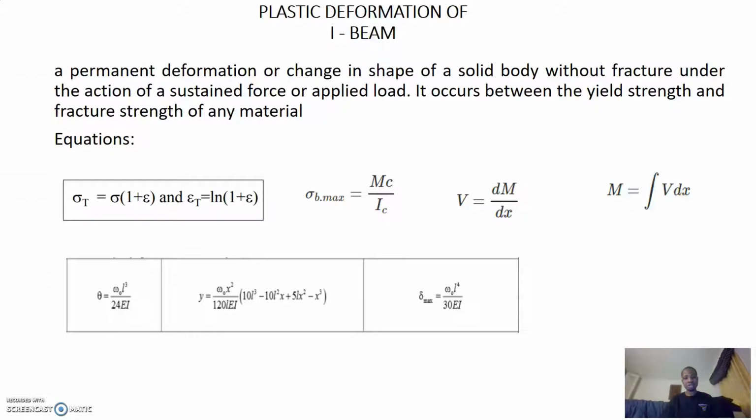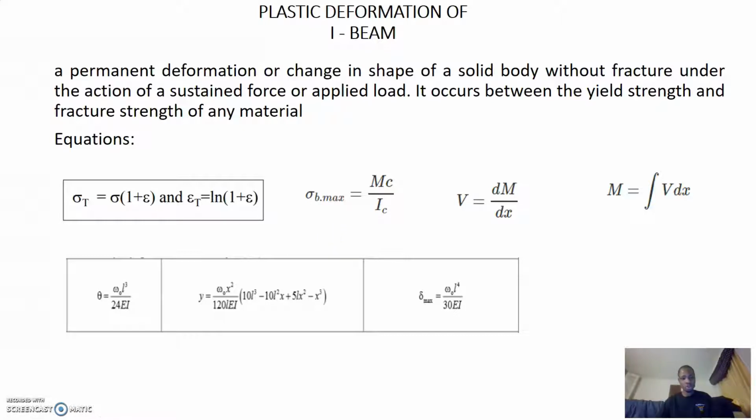Plastic deformation is basically the condition whereby the shape of the I-beam does not return to the original shape when the applied force is removed. In that condition, we are going to be checking and verifying the governing equations that might lead to that condition.